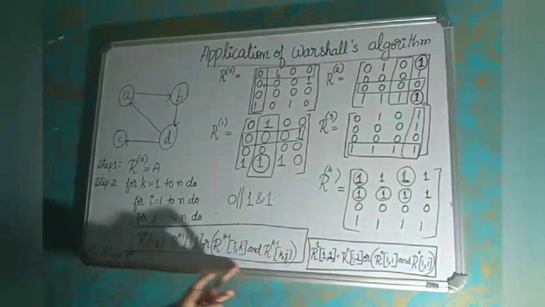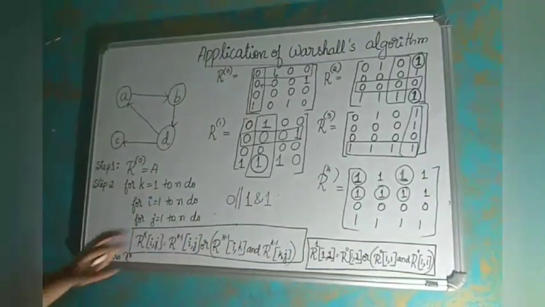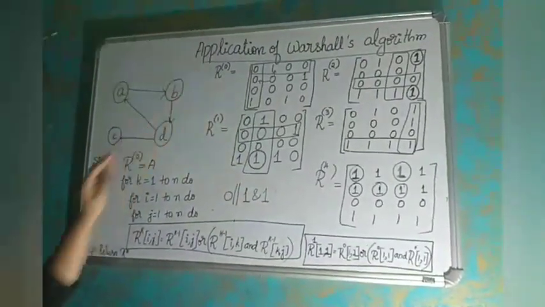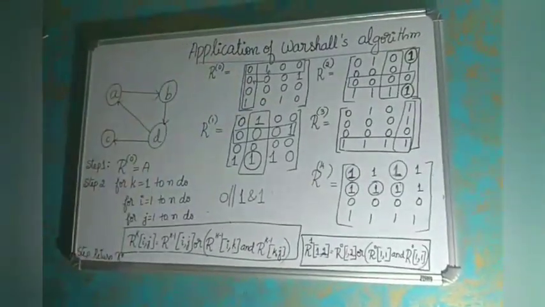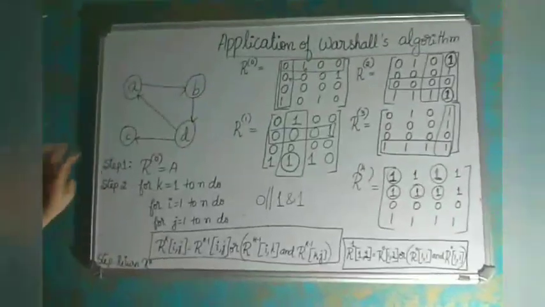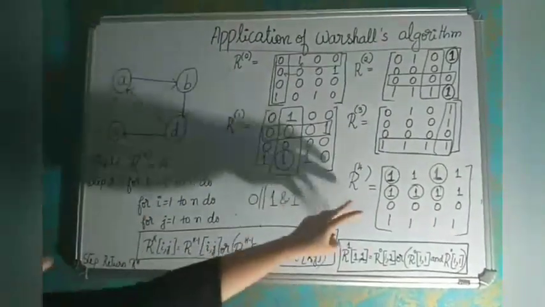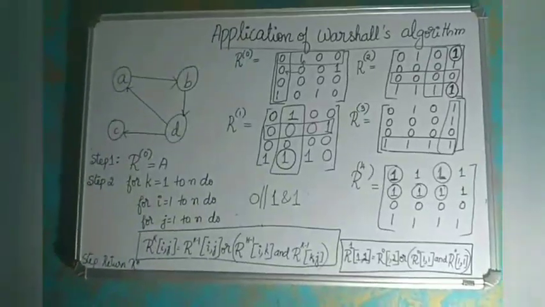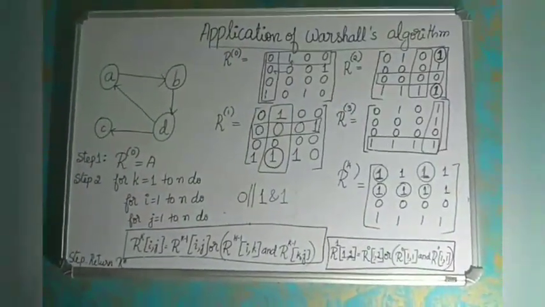Instead of applying this for each and every element, you can make use of the shortcut method. Starting from the first one, initially you assign the adjacency matrix as it is to R0. Then when you calculate R1, you put a box for the first row and first column. Those values will not change, and for the remaining values you apply this formula and calculate. You repeat this till Rn. Here n is 4, as there are 4 vertices. So you repeat this till R4, and what you get at R4 is your transitive closure.